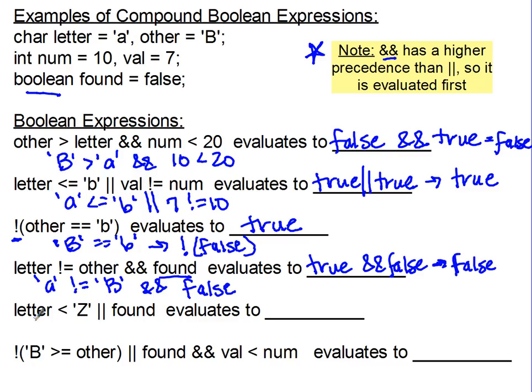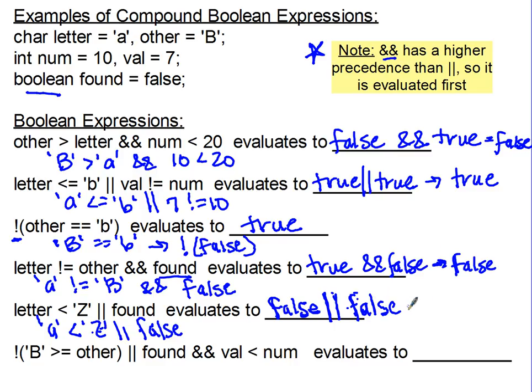Next one up, I have letter lowercase a is less than capital Z, or found, which is false. So I have false, because lowercase a is greater than Z. False or false. False or false is going to give me false.